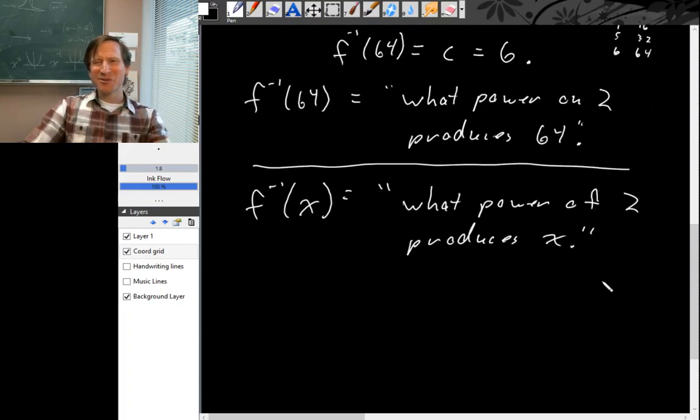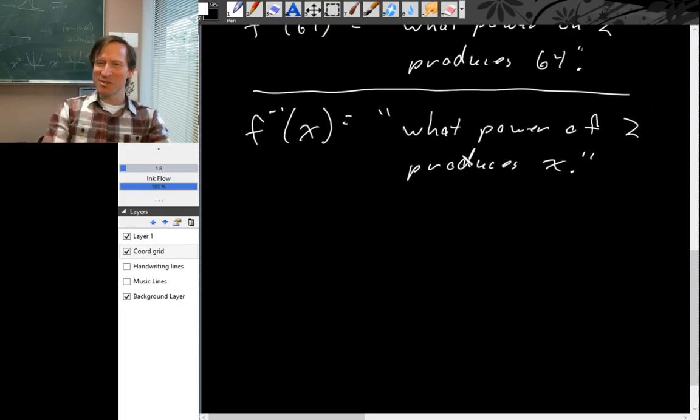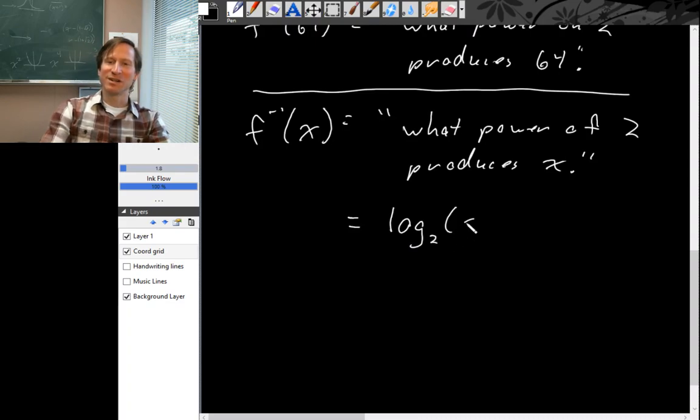But you know, that's actually a familiar thing. You've probably run into this before. There's already a name for describing the power of 2 that produces x. And that name is log base 2 of x. So this inverse function, f inverse, is really log base 2.